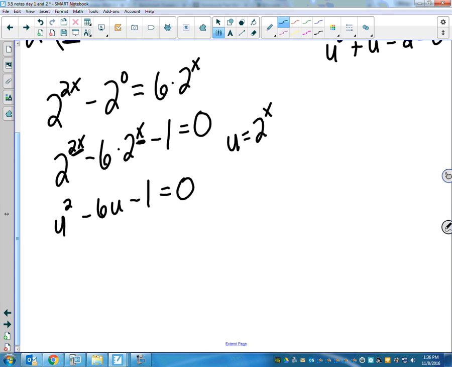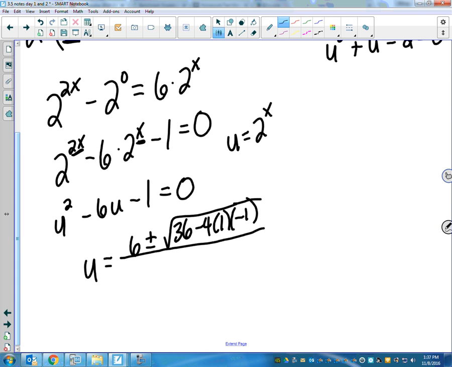But remember that normally the quadratic formula is x equals. This is u equals, right? So we could say u equals negative b plus or minus the square root of b squared minus 4 times 1 times negative 1, which I'd left out the negative in my video.